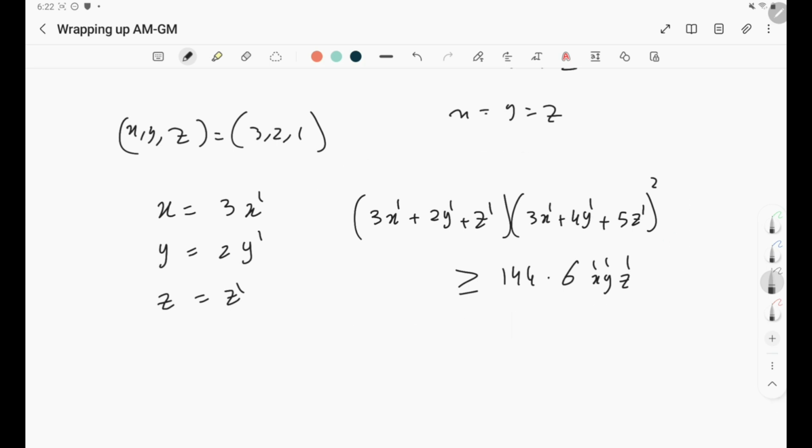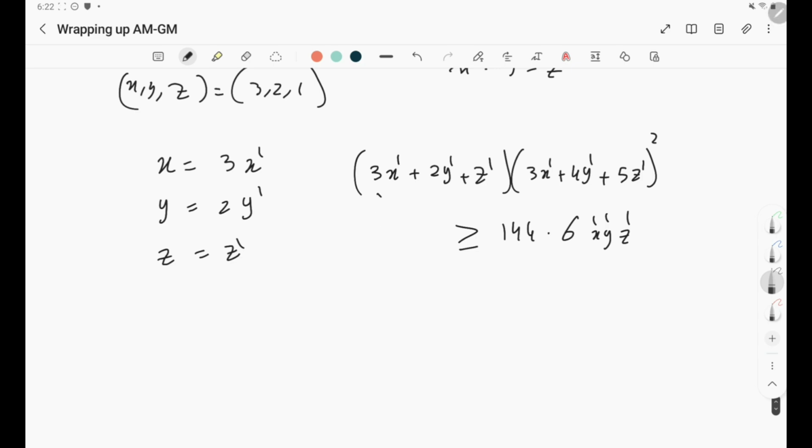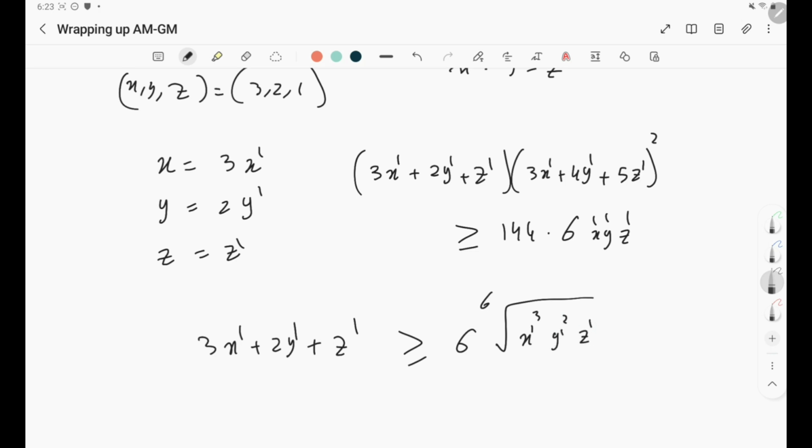But the cool thing is that now the equality case holds indeed when all of the numbers are equal. So now our goal is to apply AMGM here and apply AMGM here, indeed, in order to get this. Now it's super easy because we can just use the standard AMGM. So now let's just make this as x prime plus x prime plus x prime, y prime plus y prime, and z prime. So we can easily write that this thing, using the AMGM, is greater than or equal to, okay, how many variables? There are 6 now. So 6 and of course 6th root. Now it's x cubed, y squared, and a single z prime.